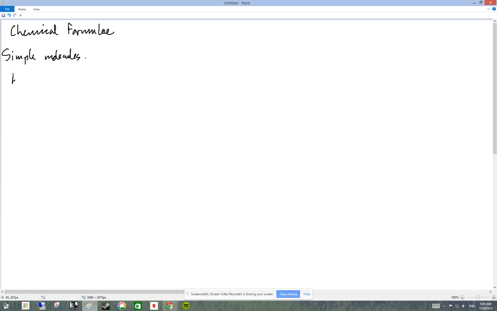Alright, so let's start with H2O. Just to remind you, you should know what these formulas mean, but this 2 here indicates how many of the preceding atom that you've got there. So we've got 2 hydrogens, so that's water, fairly obviously.